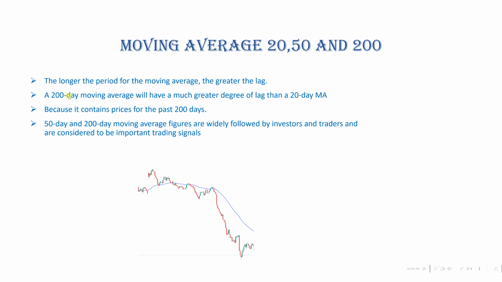A 200-day moving average will have a much greater degree of lag than the 20-day moving average. It means the 200 EMA has a greater period of average. It is calculating over more days, taking the average from more candles, because it contains the prices of the past 200 days. Past 200 days means they are considering the chart of the daily time frame. According to the time frame we are taking, the moving average is calculated.